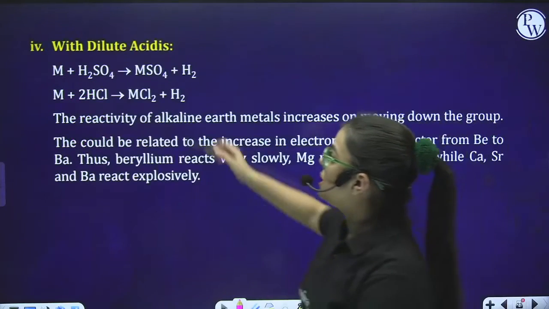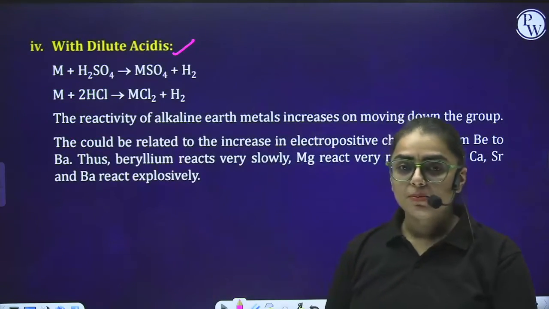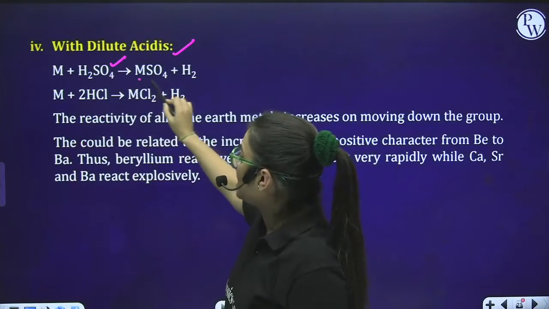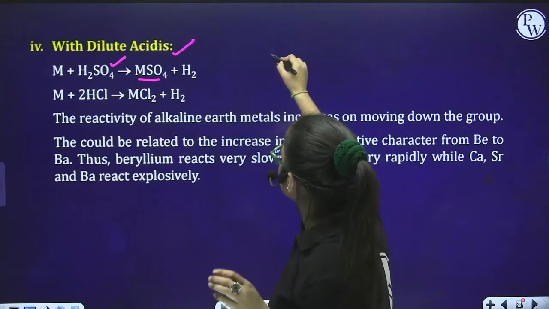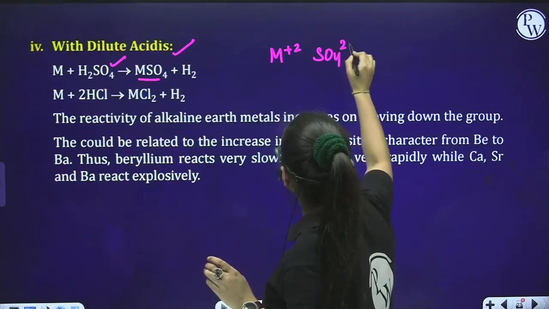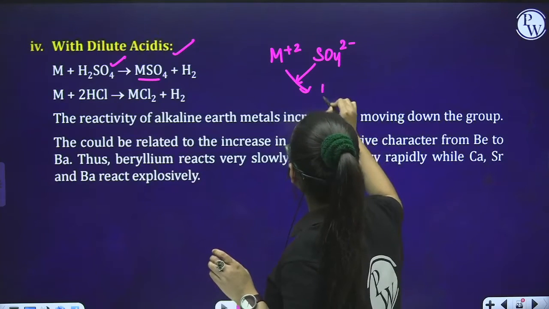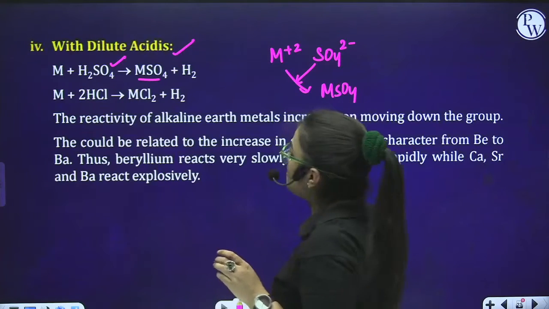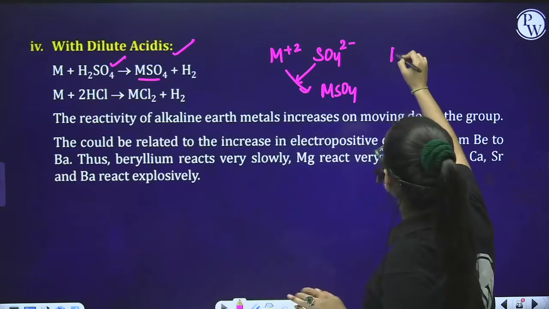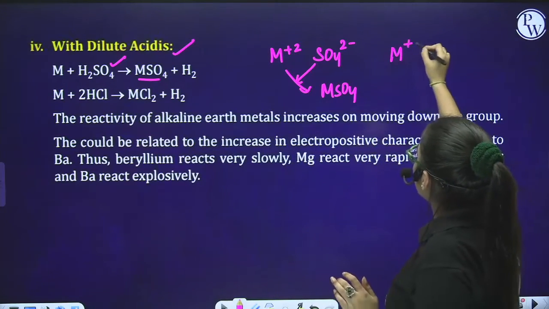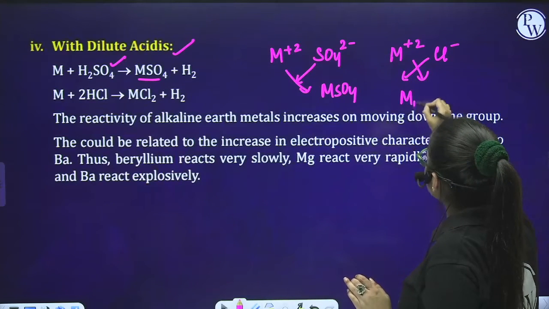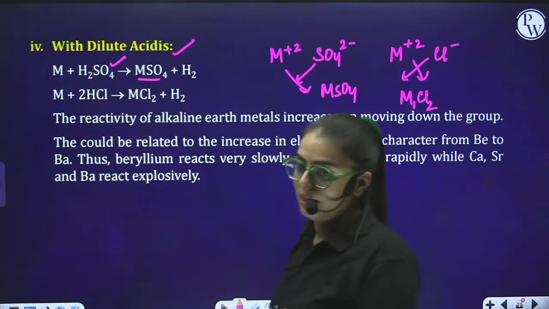Coming to the next part, reaction with dilute acids, that means with H2SO4 or with HCl. When the metal reacts with H2SO4, it will form MSO4. Why? The alkaline earth metal holds a +2 charge and SO4 holds a -2 charge. So an MSO4 kind of compound can be created, liberating H2. Now when it reacts with HCl, see students, M+2 and Cl negative. So what is it going to create? It will form MCl2.